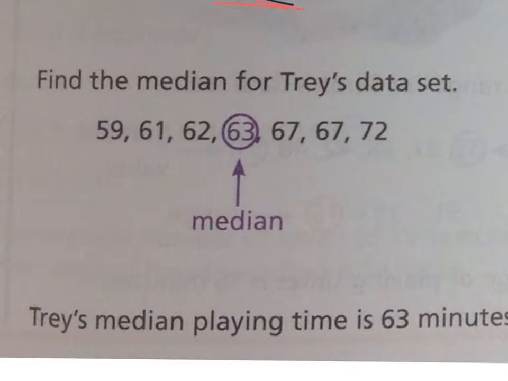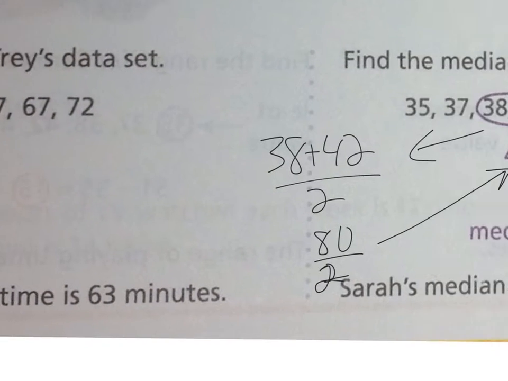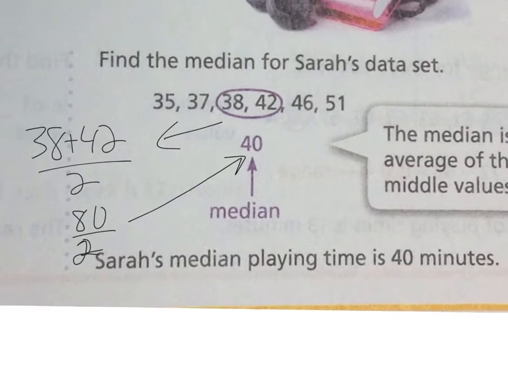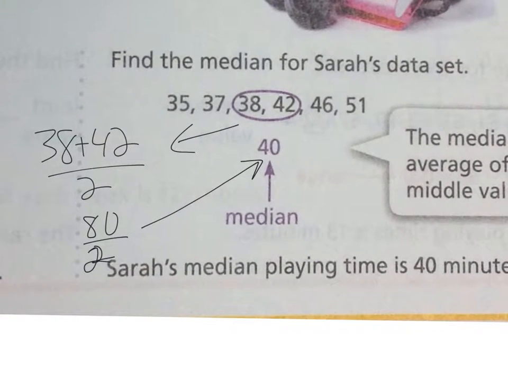Trey had an odd number of numbers. So he had just one number in the middle, 63, was his median. 63 minutes. For Sarah's, the book didn't show exactly what they did here, but there were two middle numbers, 38 and 42. So we have to average those out. So what we do, we take 38 plus 42, which is 80, and divide by 2. So the median would be 40.